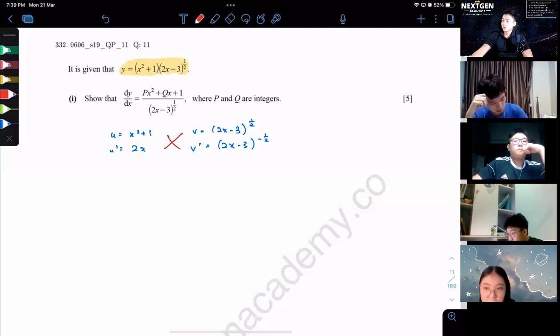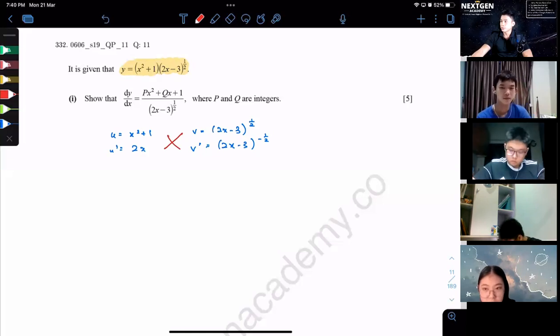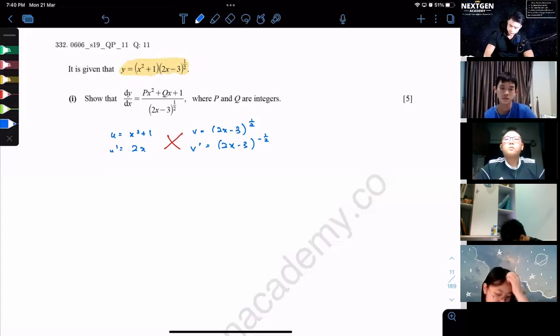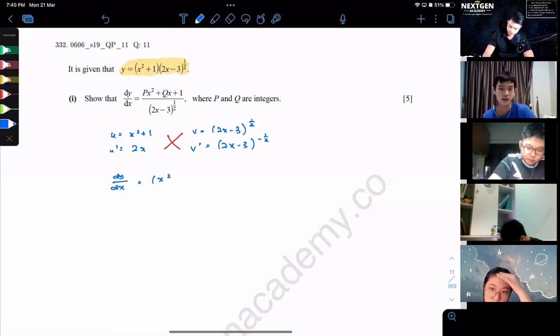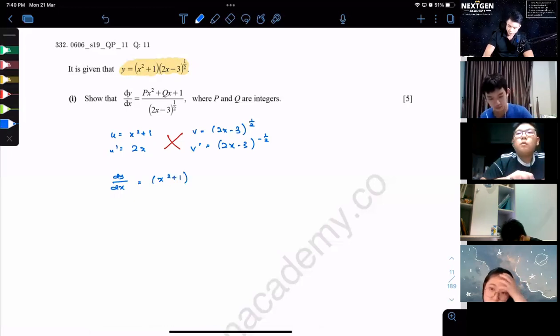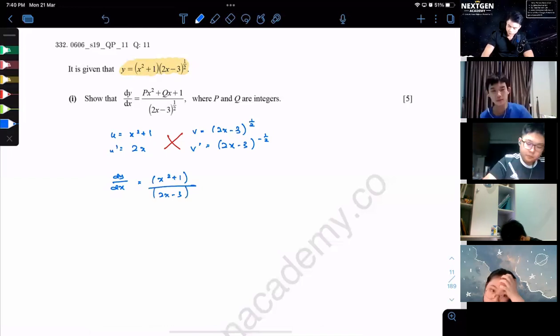If you do until here, technically you already get 2 marks. It's pretty simple when they come up with this type of question. So dy over dx: make sure you know it's uv prime plus vu prime. So x squared plus 1, we can write it like this, 2x minus 3 to the power of half, then plus 2x minus 3 to the power of half.